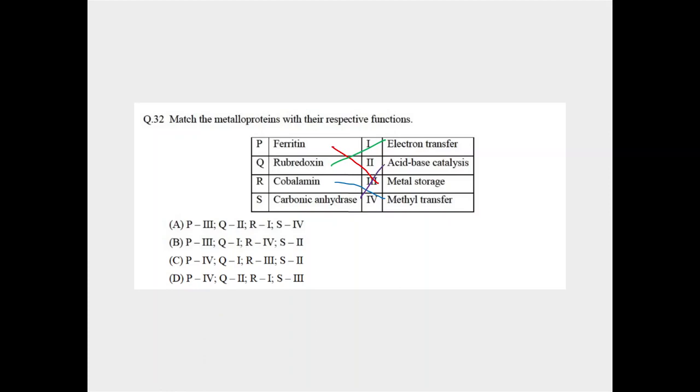So here P is option number 3. Then Q is 1. That means this option is correct, where P is 3, Q is 1, R cobalamin is 4, that is methyl transfer, and carbonic anhydrase is 2, acid-base catalysis. So in this question, question number 32, match the metalloproteins with their respective functions, option number B is the correct option.